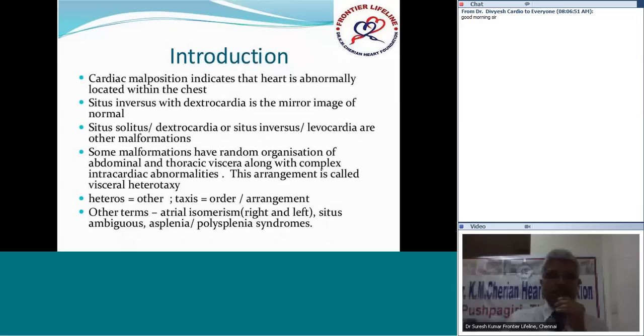In other words, heteros means other and taxis means order or arrangement. So this is the other arrangement, the arrangement that is different from expected. It has also been known in literature by terms like atrial isomerism, right or left, situs ambiguous, or asplenia, polysplenia syndromes.